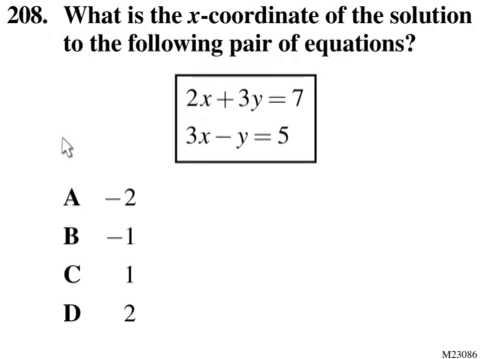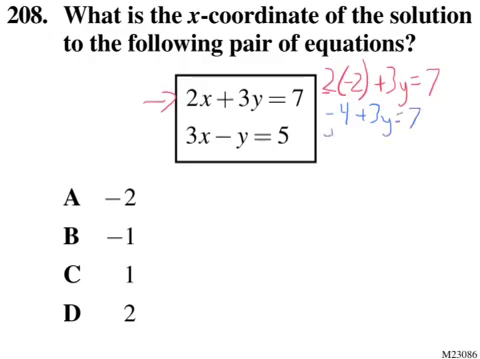It wants the x-coordinate of the solution. So if that's x, watch this. Could I simply start with this one right here and plug negative 2 in for it? So I have 2 times negative 2 plus 3y equals 7. Could you solve for y? Watch this. Isn't that negative 4 plus 3y equals 7? Add the 4 over. 3y equals 11. Divide by 3. Great. y equals 11/3.